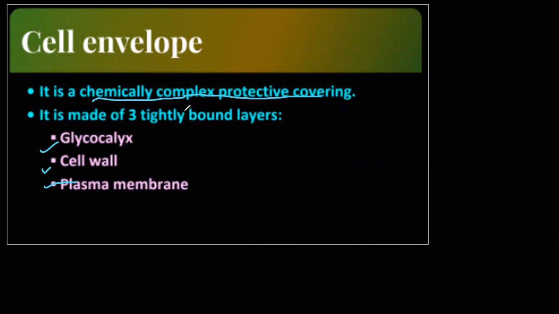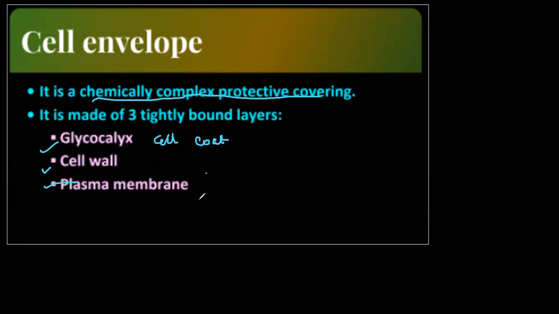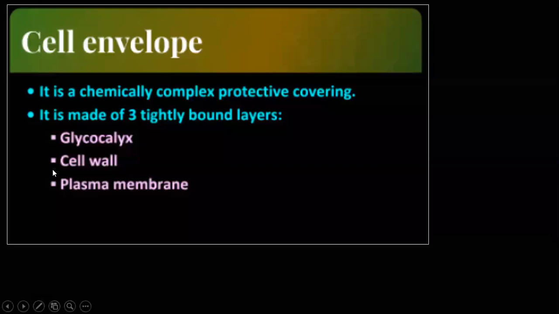Okay. So glycocalyx, also known as a cell coat, right? Glycocalyx, also known as a cell coat. Plus, plasma membrane, also known as, the new term which I have always reminded you, biomembrane, or as usual, cell membrane. Clear with that?